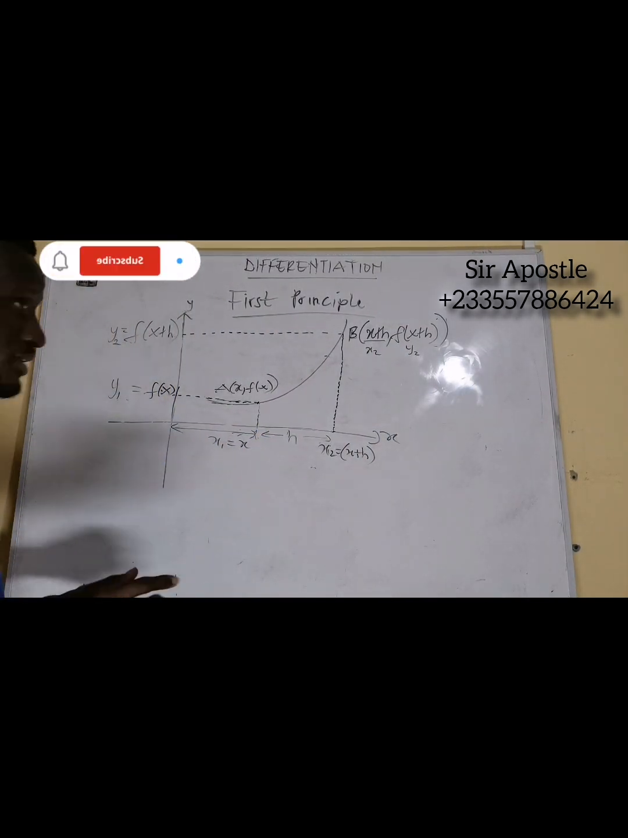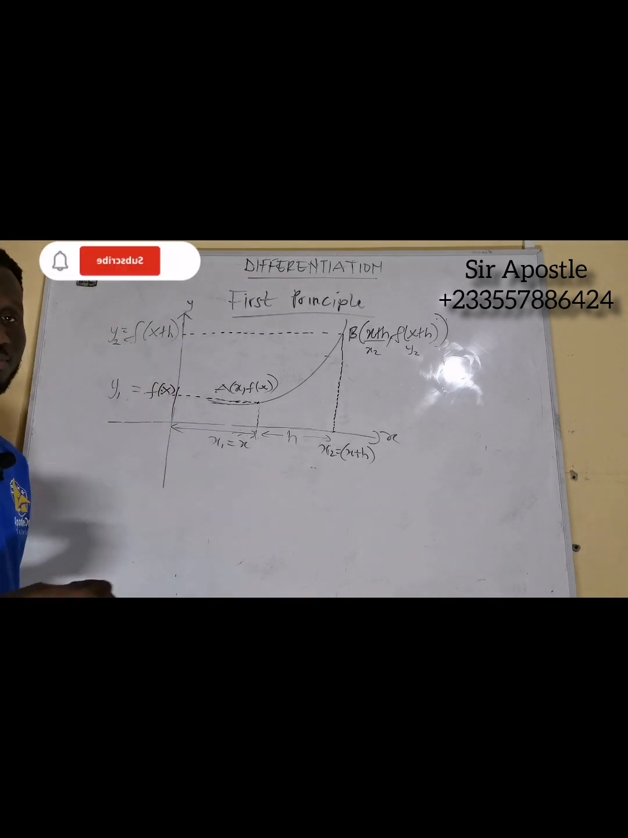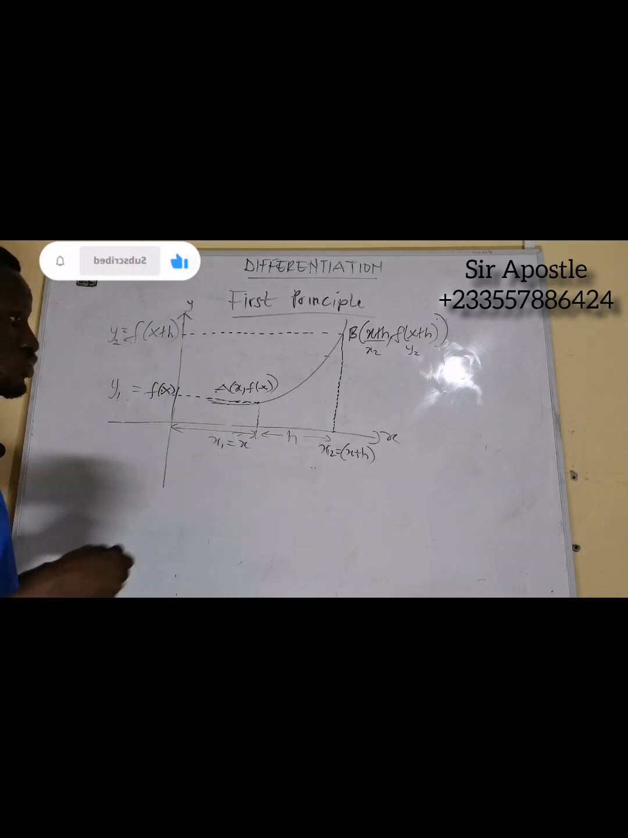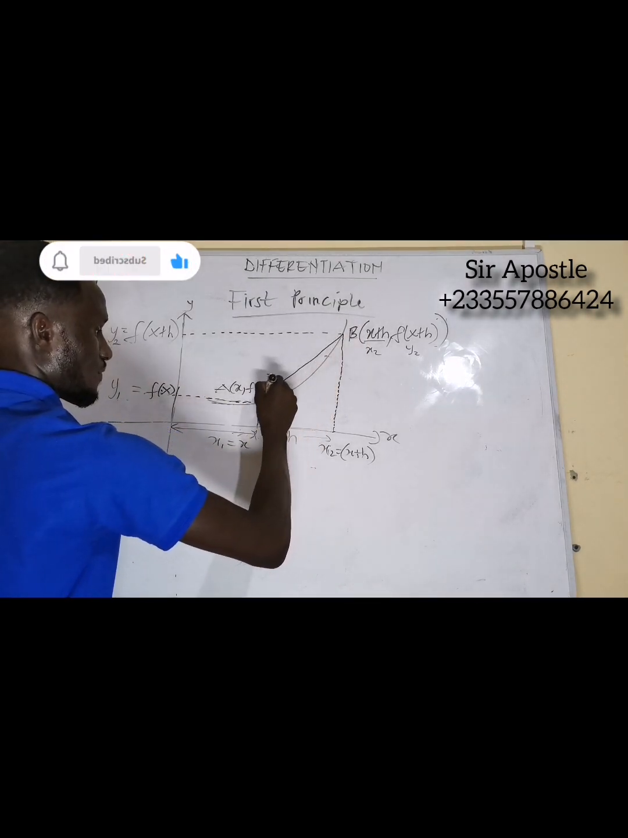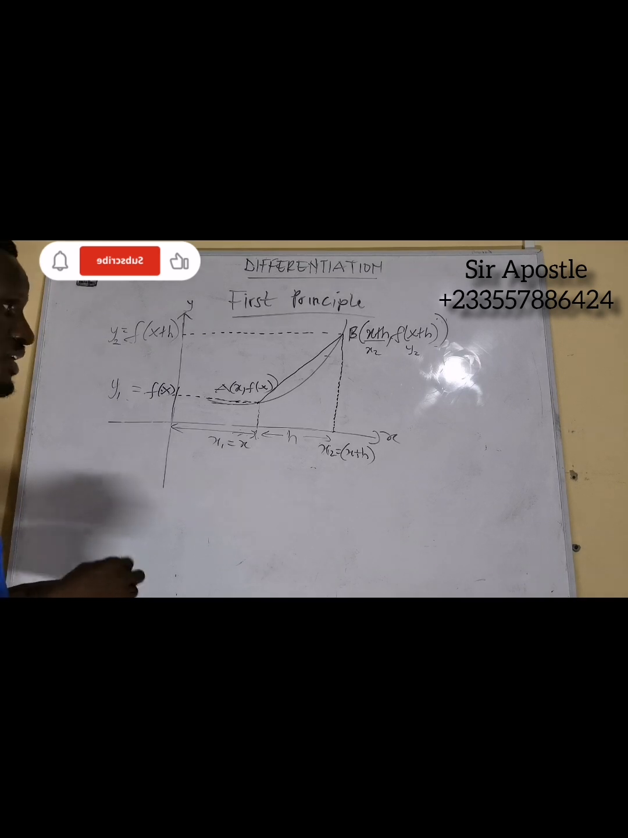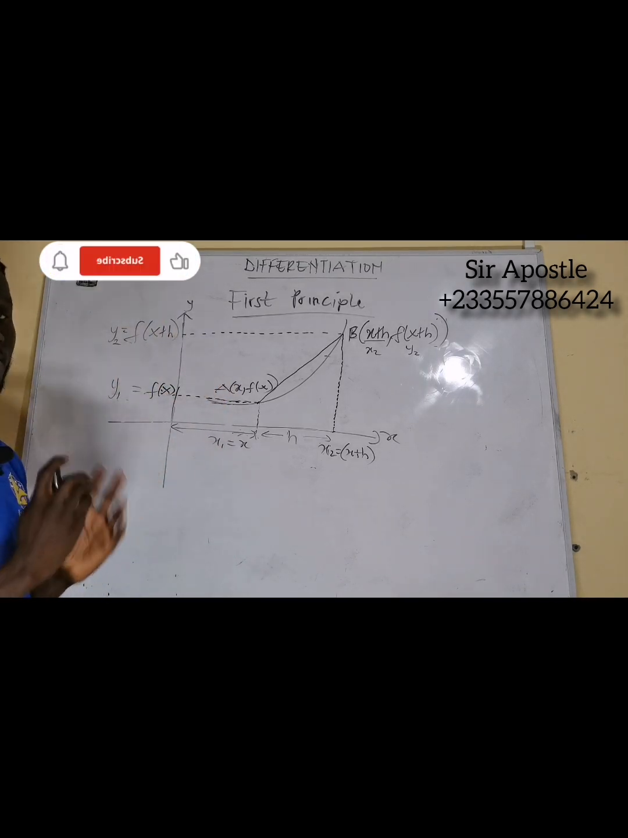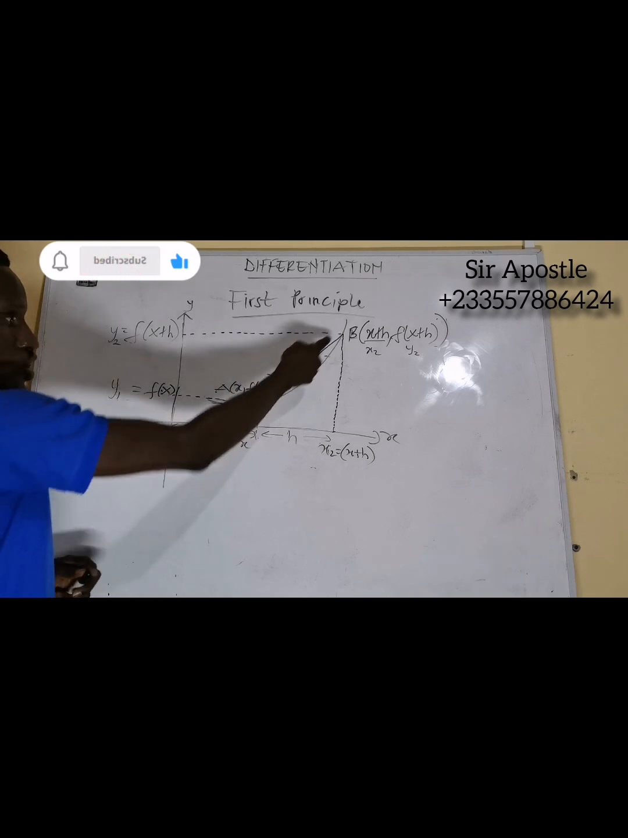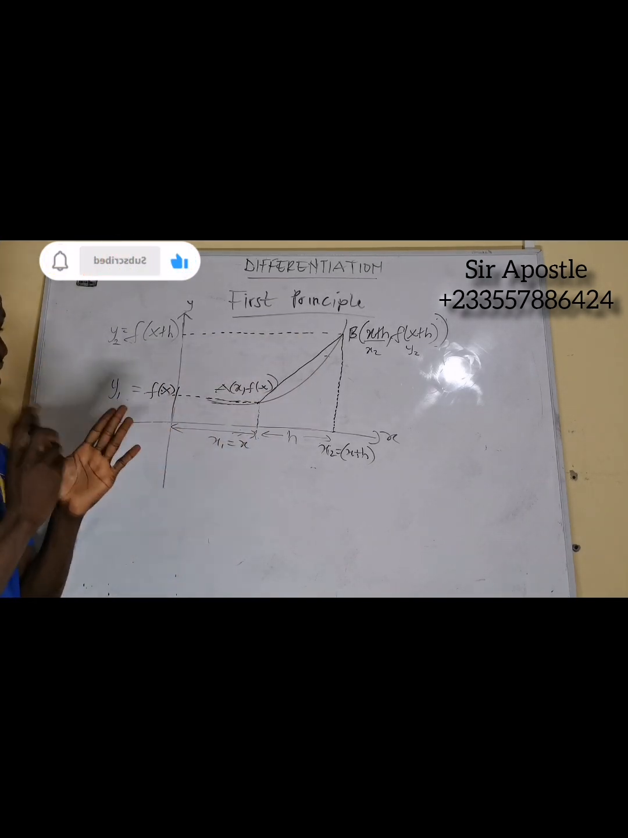Yes, I hope you are following. Now, I'm going to look for the gradient of AB. Normal gradient of AB. So I need to draw a straight line from A to B. I'm going to look for the gradient of AB, not the curve. This one is the gradient of AB. Now AB becomes a chord because this one is a curve. So I'm looking for the gradient of the line AB.